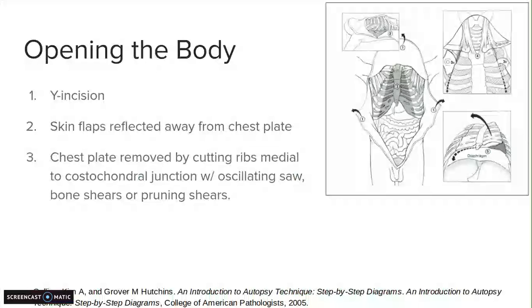When opening the body, a Y-incision is made from the shoulders to the sternum, and then down the abdomen, ending about 15 centimeters above the symphysis. The skin flaps are reflected away from the chest plate and the abdominal cavity. The chest plate is then removed by cutting the ribs medial to the costochondral junction using an oscillating saw, bone shears, or pruning shears.